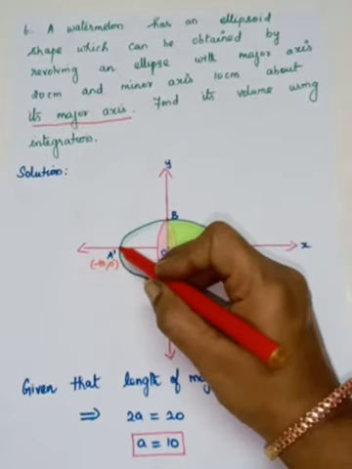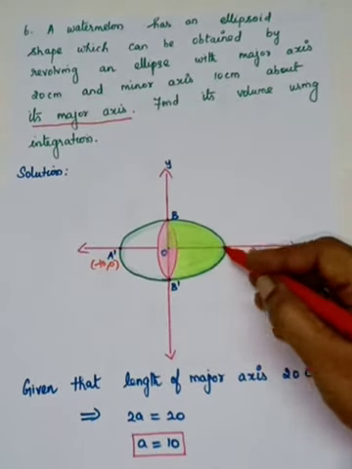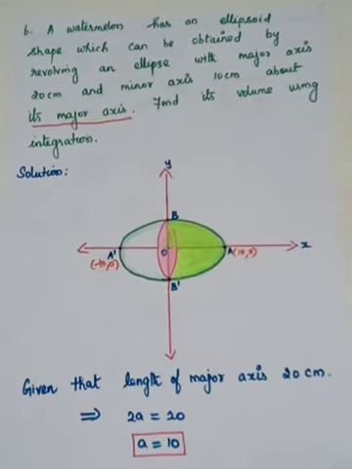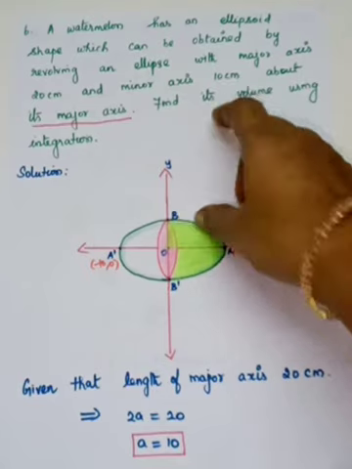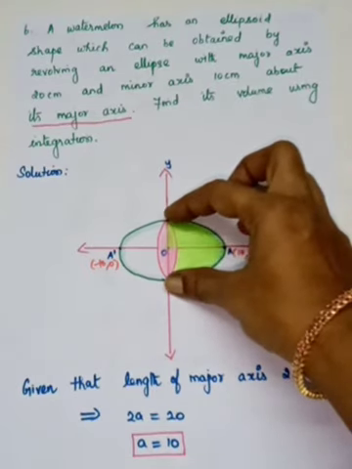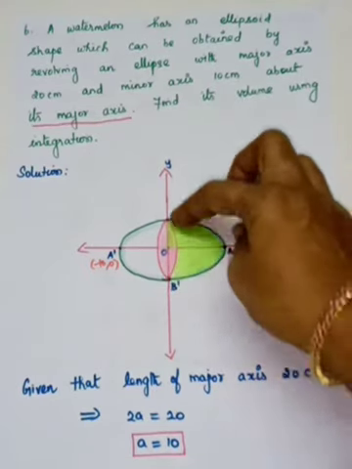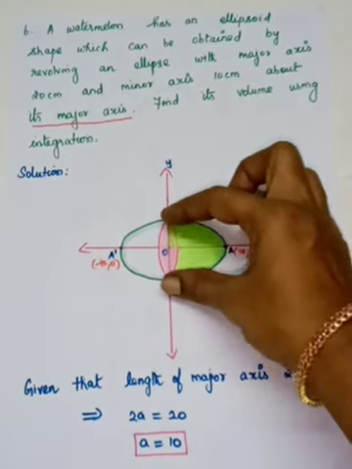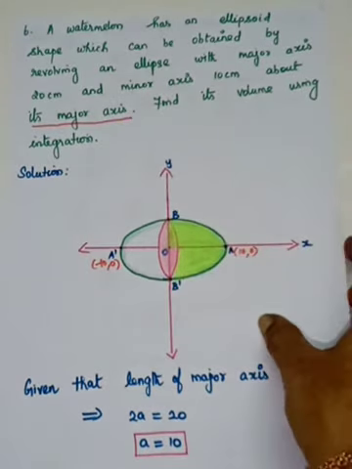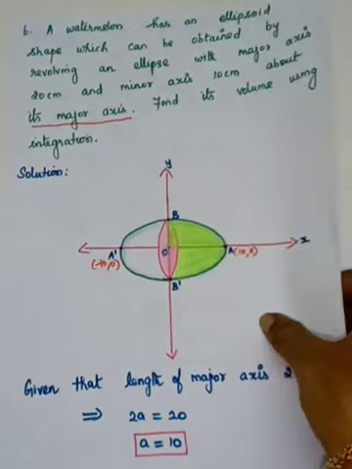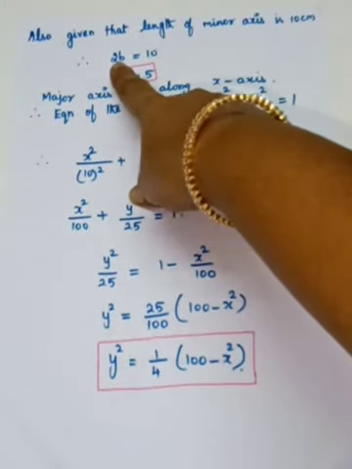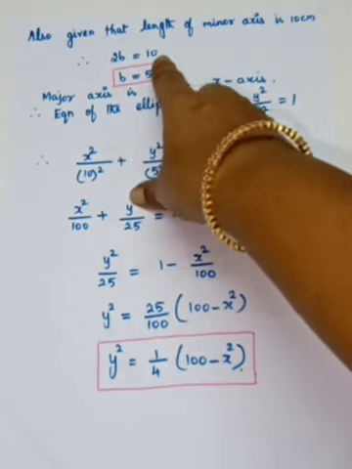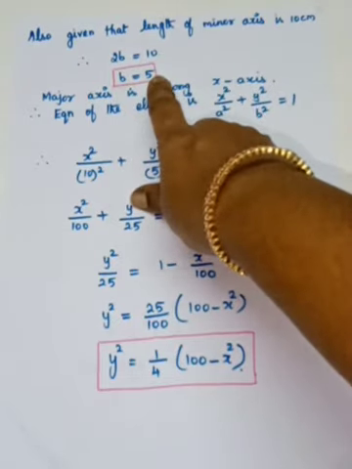So from A dash to A, this distance is 20 centimeter. And the minor axis is 10 centimeter. Which is the minor axis? B dash B, it is along the y-axis. This distance is 10 centimeter, it is given. The formula for the length of the minor axis is 2b. So 2b is equal to 10, and b is equal to 5.